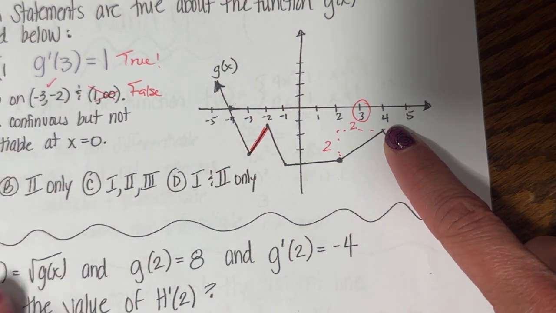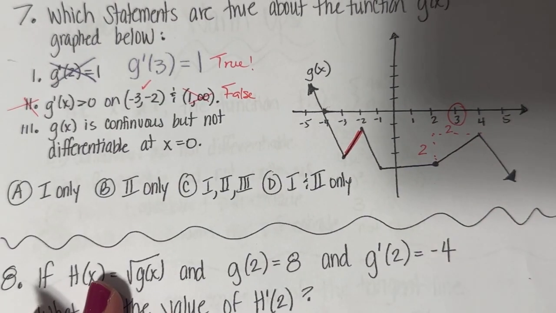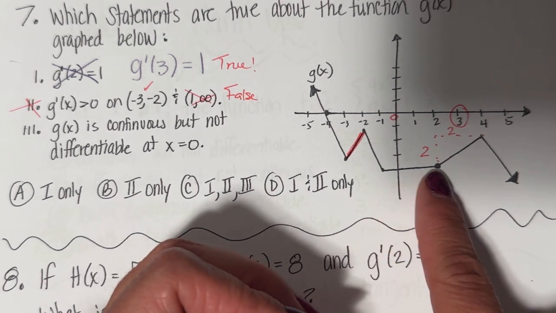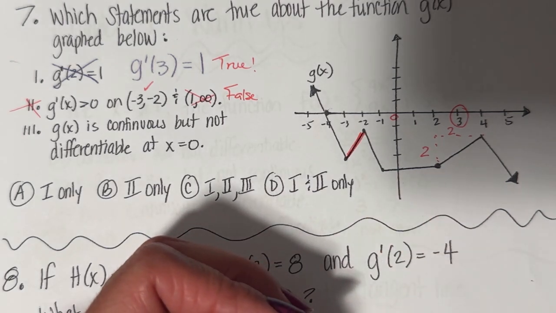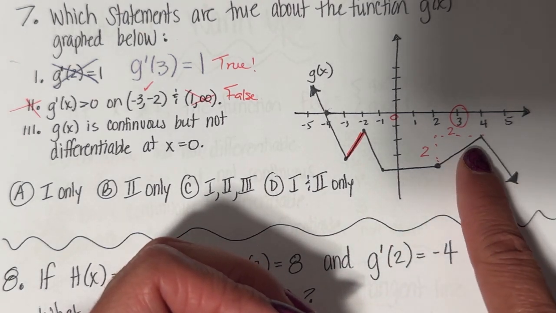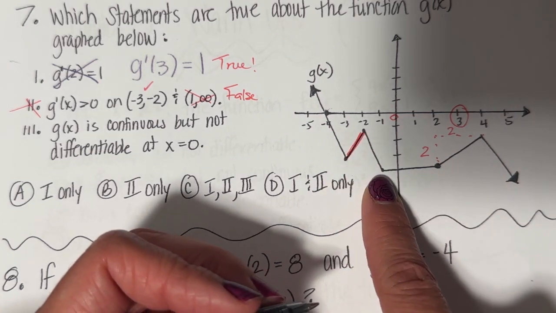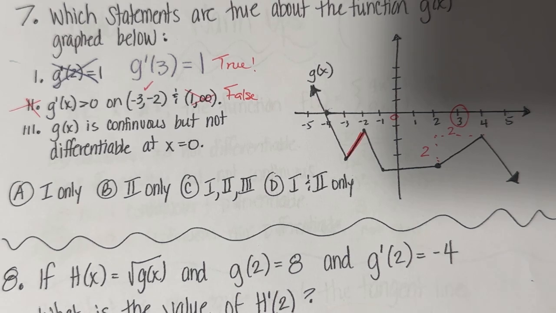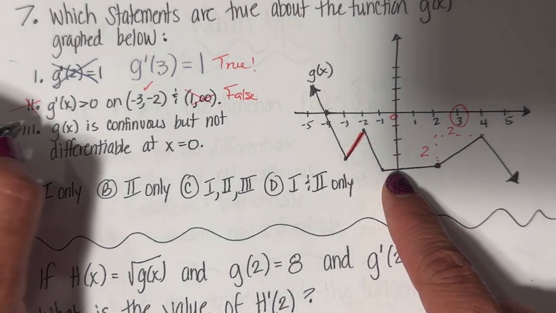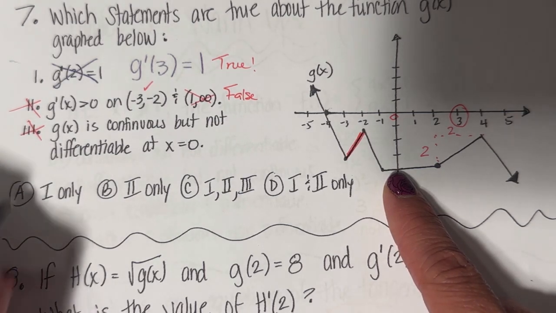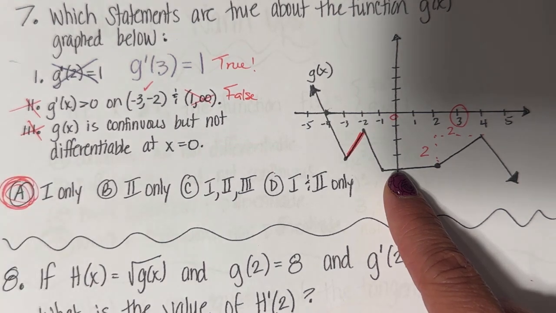So it's not going to be Roman numeral 2. Roman numeral 3, g of x is continuous but not differentiable at x equals 0. Well, 0 is right here, and this is like a horizontal line. There's nothing wrong with a horizontal line. There would be something wrong right here at this corner, or at this corner, or at this corner, or at this corner, but it's fine. So, or even at this corner, even though it's a slight corner. But at 0, it's totally fine. So that's false. So 1 is the only one that's true.